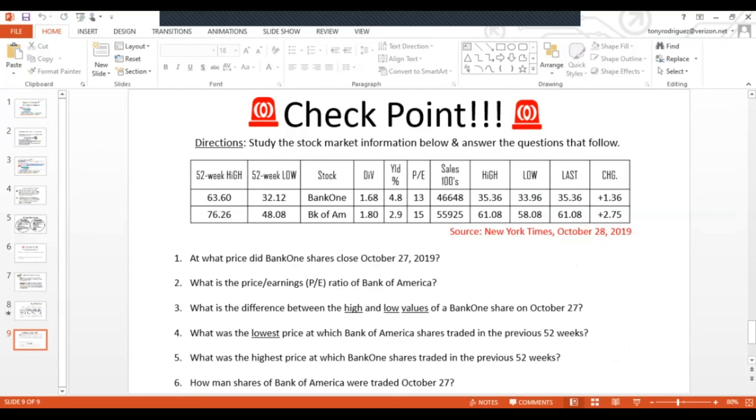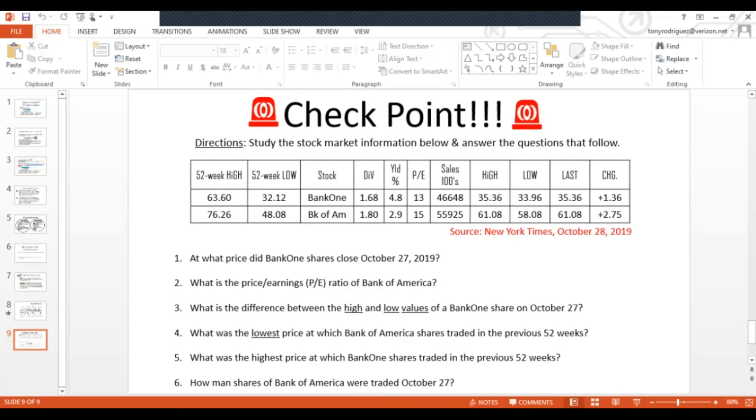Ladies and gentlemen, we have arrived at the last slide, slide number 9. This is going to be a checkpoint. Now, we just went over how to read a stock quote. Well, here, I created another one for you. You have 2 different stocks here we're looking at. You're going to answer these 6 questions by analyzing this stock quote.